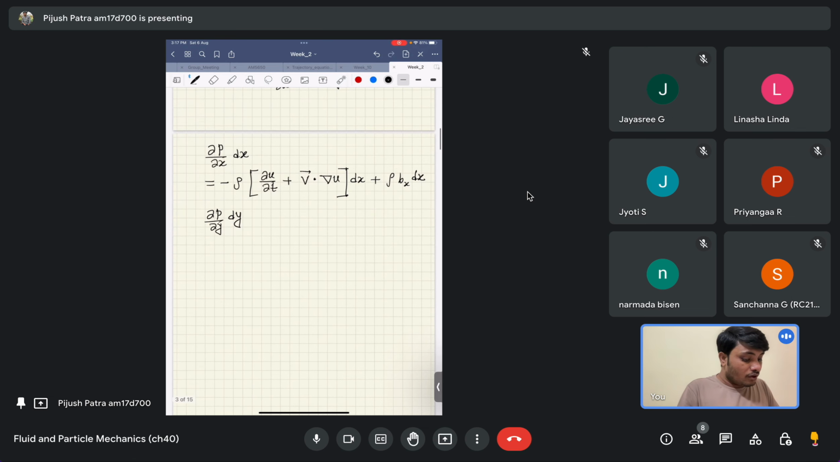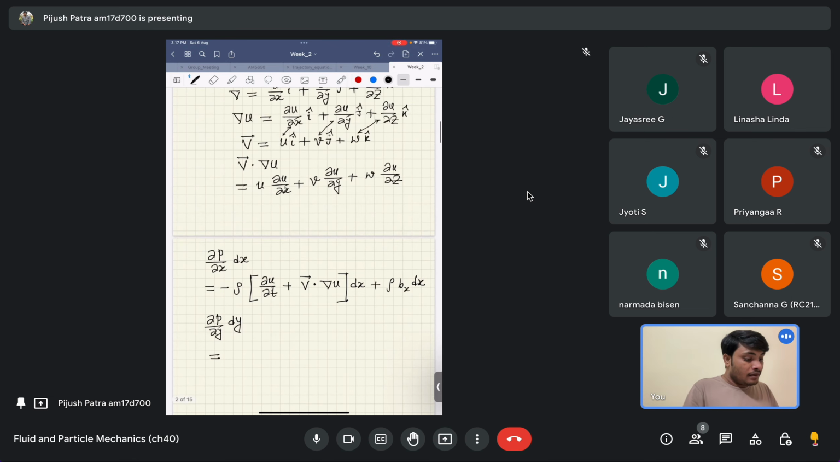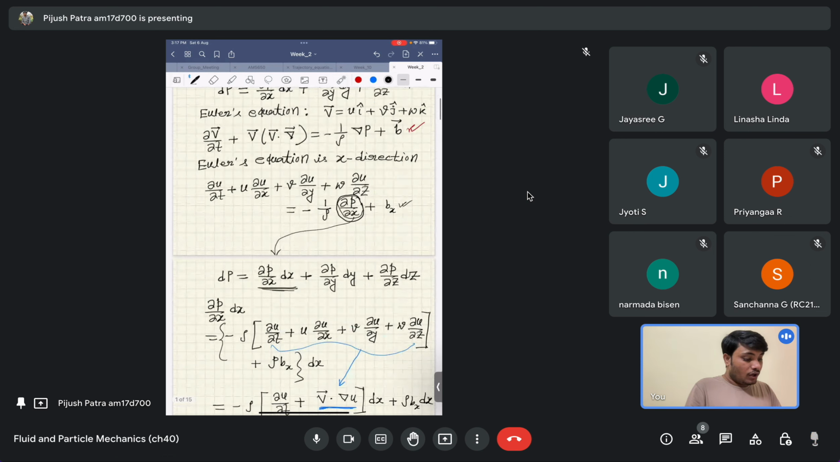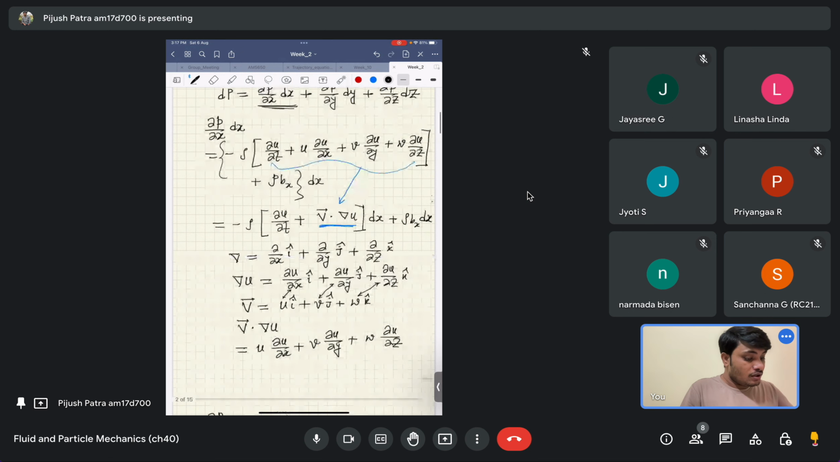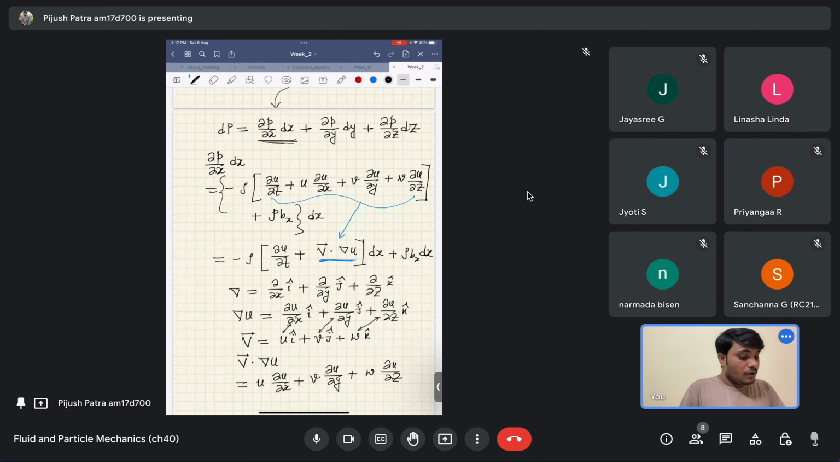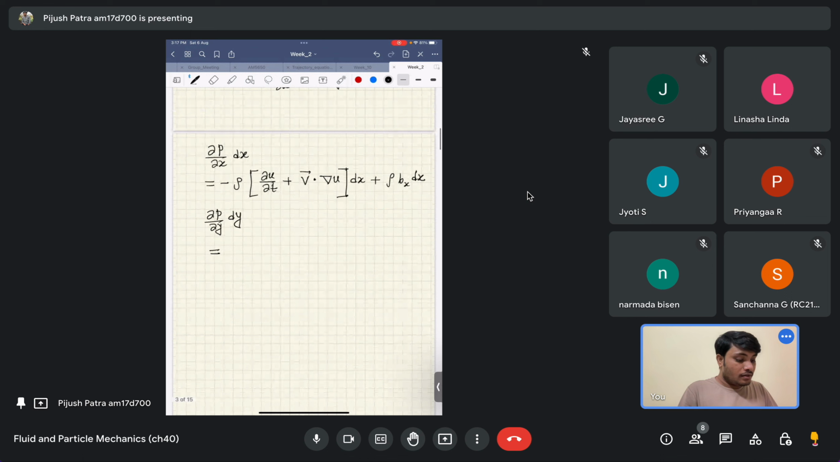Can someone tell me what will be this term? Again I have to write the Euler's equation in the y direction and then substitute the ∂p/∂y term from the y direction's equation into here in this equation. Okay, so if I do that, what will be that? You should be able to tell it from here itself.